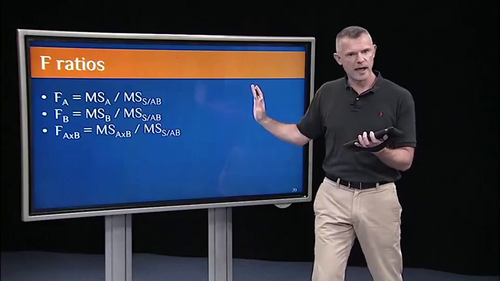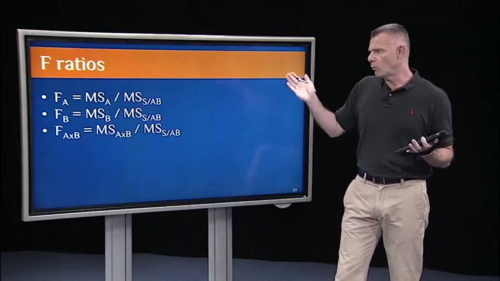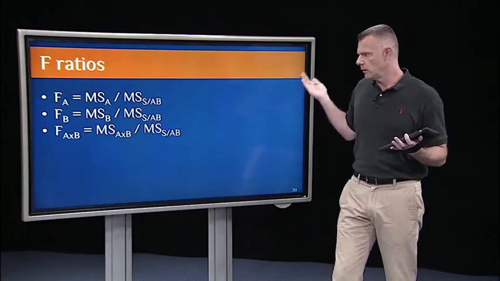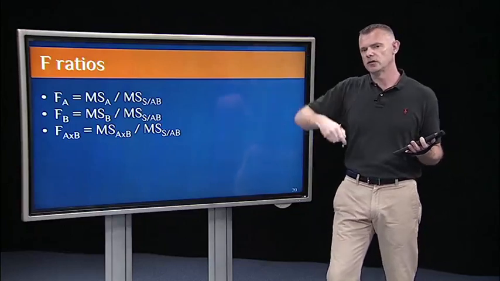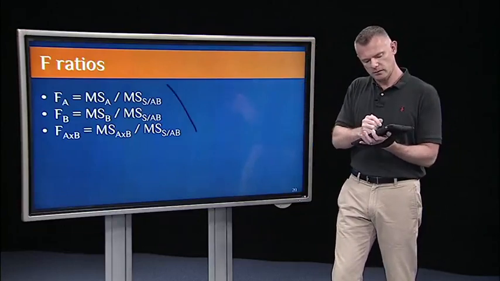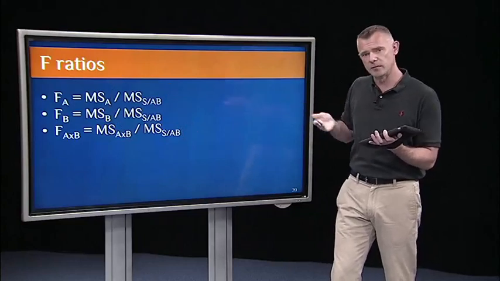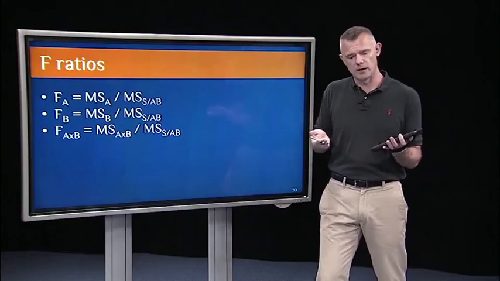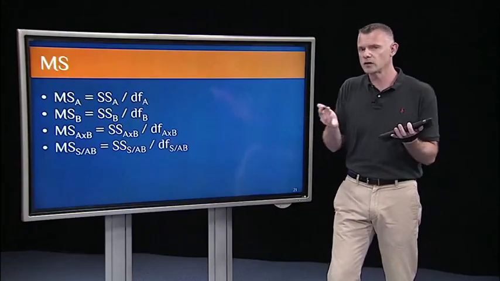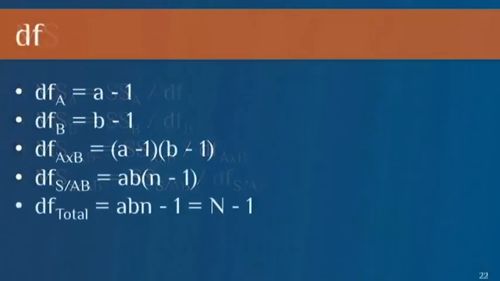So again, we're going to get 3 F ratios. Every F ratio is just going to be one mean squares relative to another mean squares. Our unsystematic variance is just variance within a group, so subjects within AB. So that's always going to be the denominator for each F ratio. The others are just mean squares sub A, mean squares sub B, and mean squares for the interaction. Mean squares are always just sums of squares over degrees of freedom. And degrees of freedom are always just the number of values that go into that variance term minus 1.